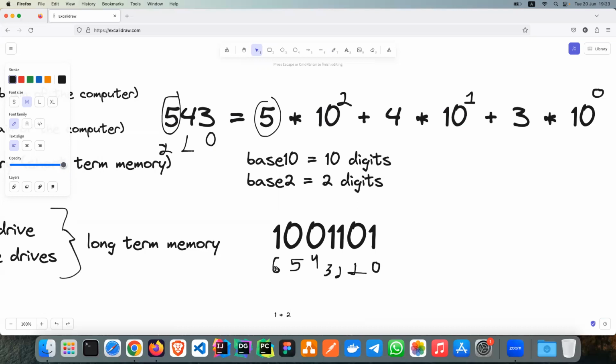So 1 multiplied by 2 to the power of 6, plus 0 multiplied by 2 to the power of 5, plus 0 multiplied by 2 to the power of 4, plus 1 multiplied by 2 to the power of 3, plus 1 multiplied by 2 to the power of 2, plus 0 multiplied by 2 to the power of 1, plus 1 multiplied by 2 to the power of 0. This is what we do to convert this number.